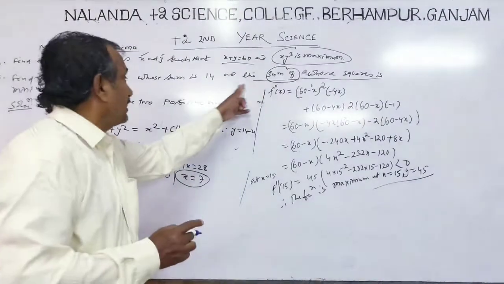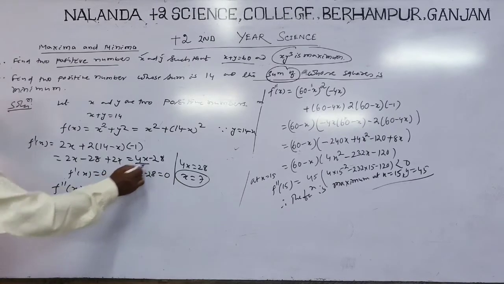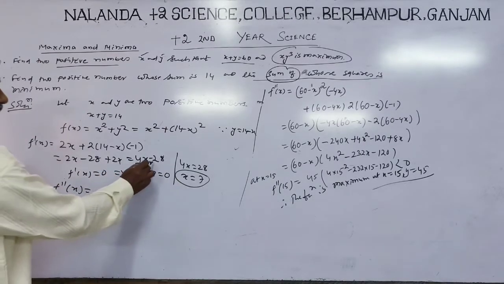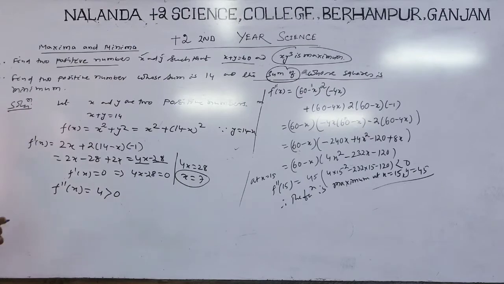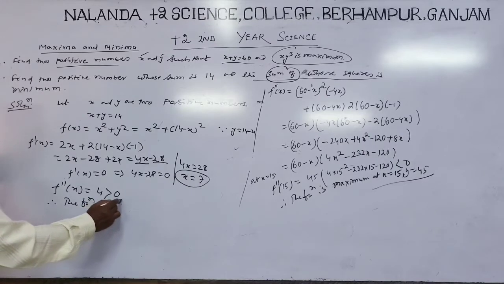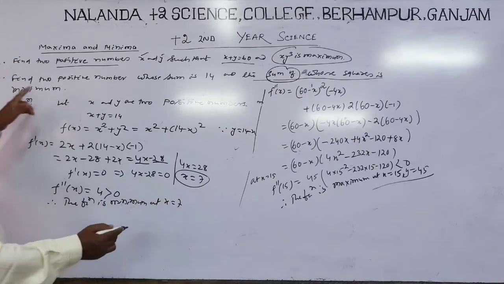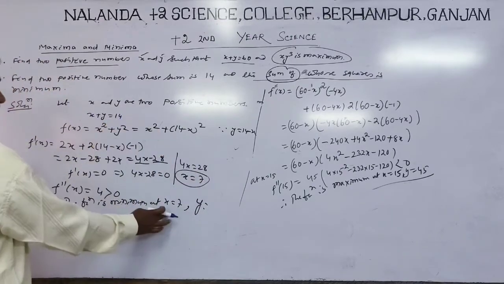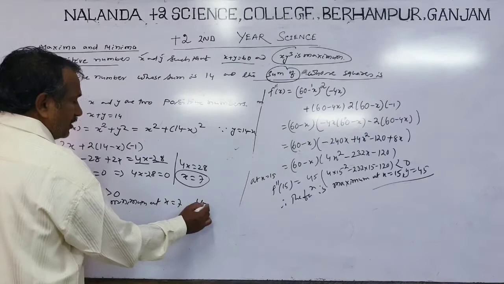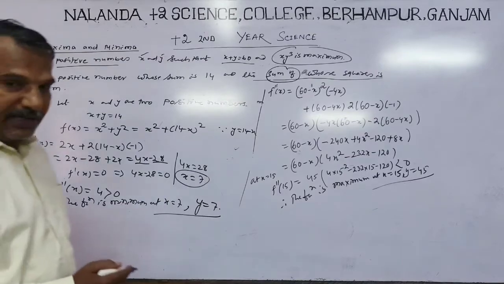Okay, but the question is minimum. So what is the f double dash x, find out. f double dash x equal to derivative of 4x, equal to 4. Derivative of constant equal to 0. It is 4, which is greater than 0. When greater than 0, the function is minimum. Therefore, the function is minimum at x equal to 7. Another value, find out. So x plus y equal to 14. When x equal to 7, y equal to also 7. Now this is x and y.